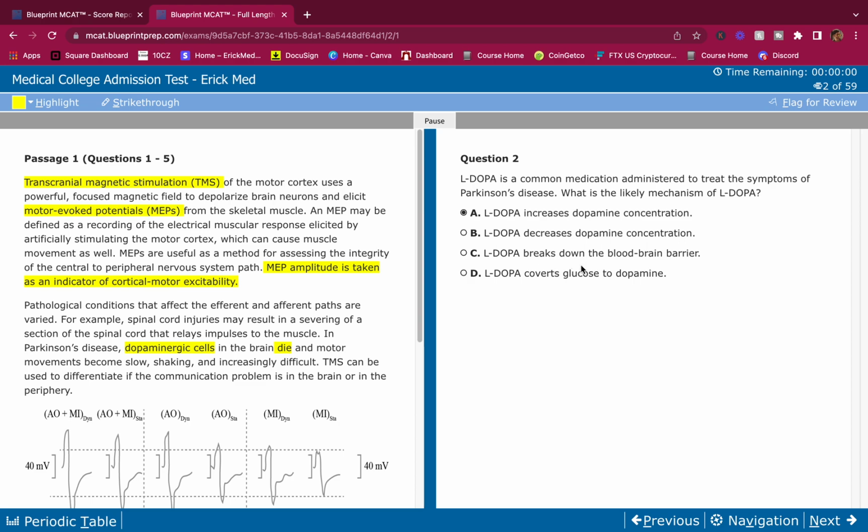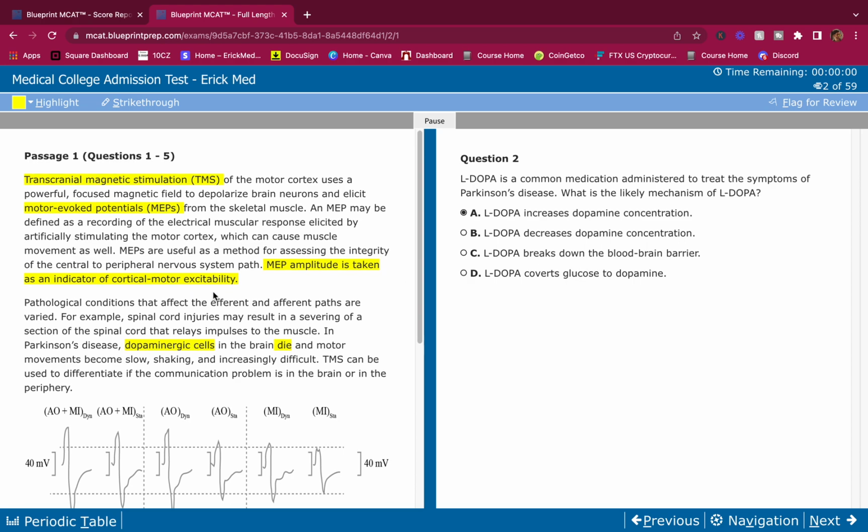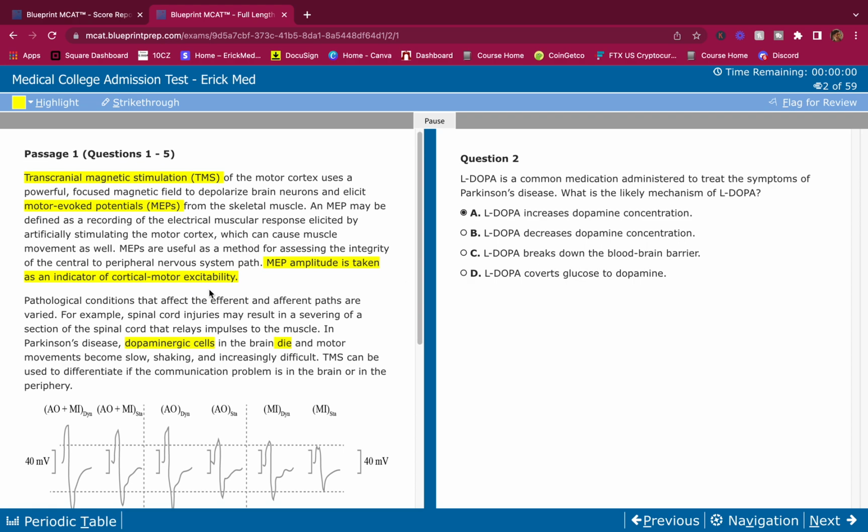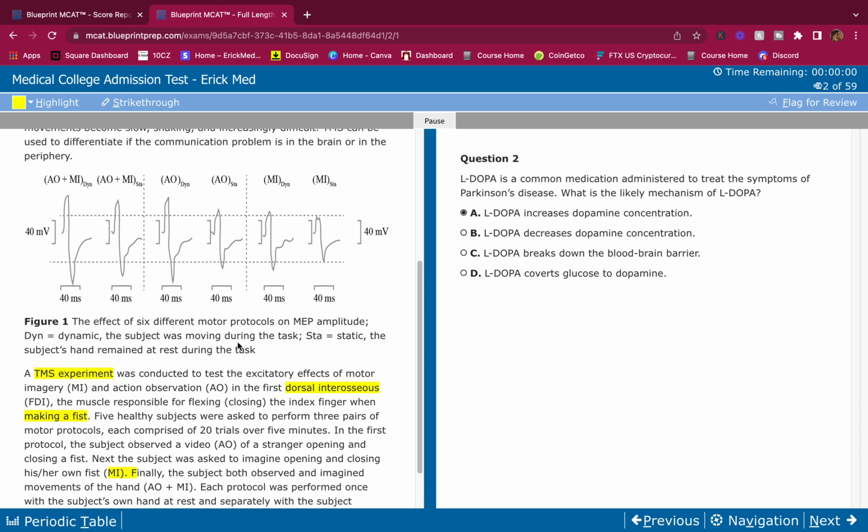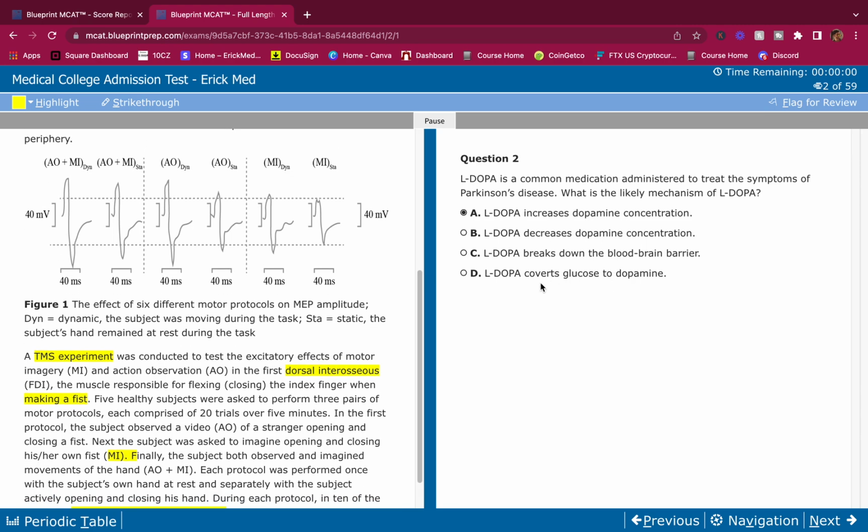Okay, same thing. All right, I do not know. I have not studied L-DOPA. I don't know if it converts glucose to dopamine. Maybe, maybe not, but it was never mentioned once in this passage. They never gave us the slightest hint on it converting glucose to dopamine. So these two are wrong. The answer is A. And this is a good representation of other questions on the MCAT.